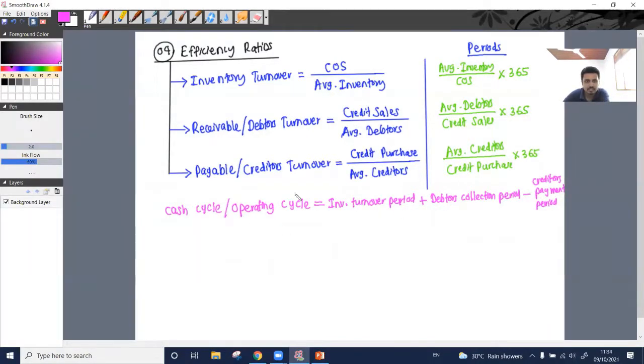So then what is the cash cycle? What is the operating cycle? The answer will be in days. 10 plus 20, 30, 30 minus 15, 15 days. So what is the idea of that 15 days?